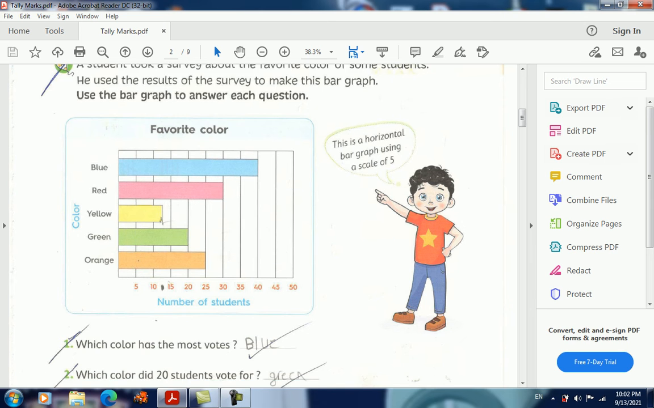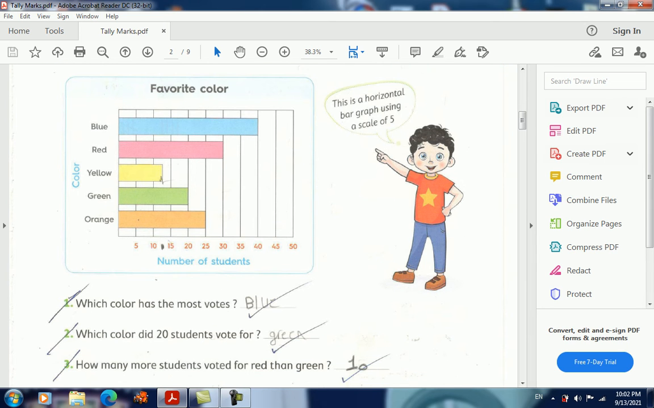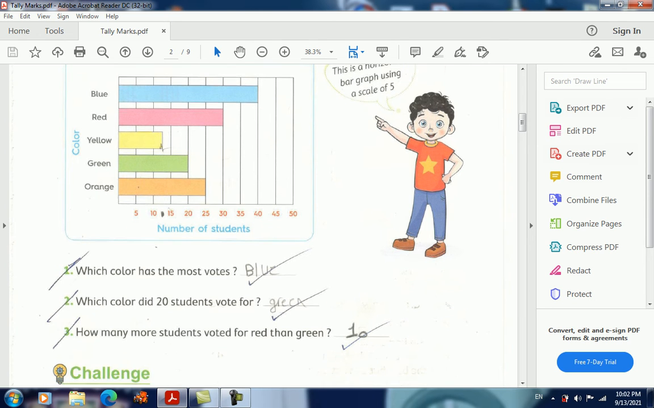And they're asking us some questions. Which color has the most votes? We look at the longest bar, which is blue. Okay, so in this case it's blue. Which color did 20 students vote for? I will go to the number 20 on the scale and go across until I find a bar that ends at 20. And yes, there it is, it's the green. The green ends at 20.